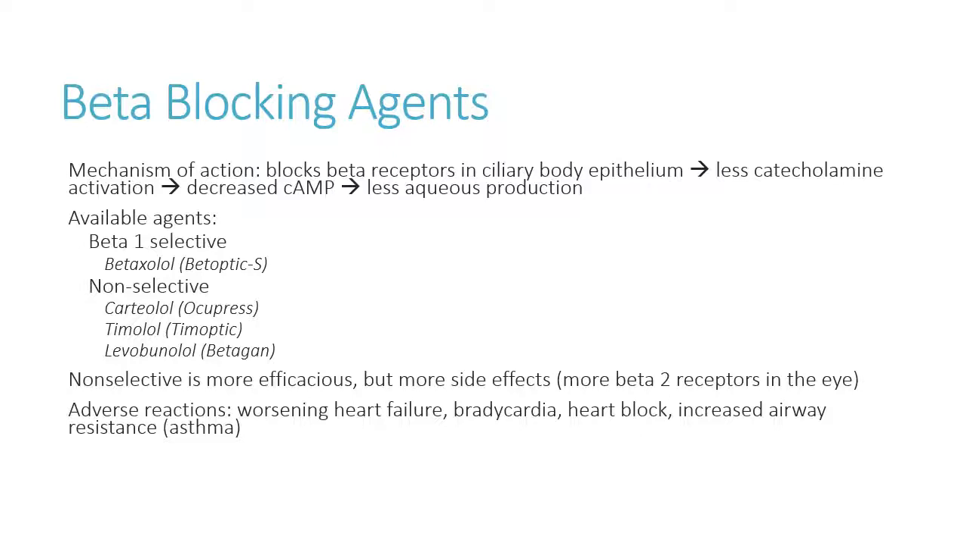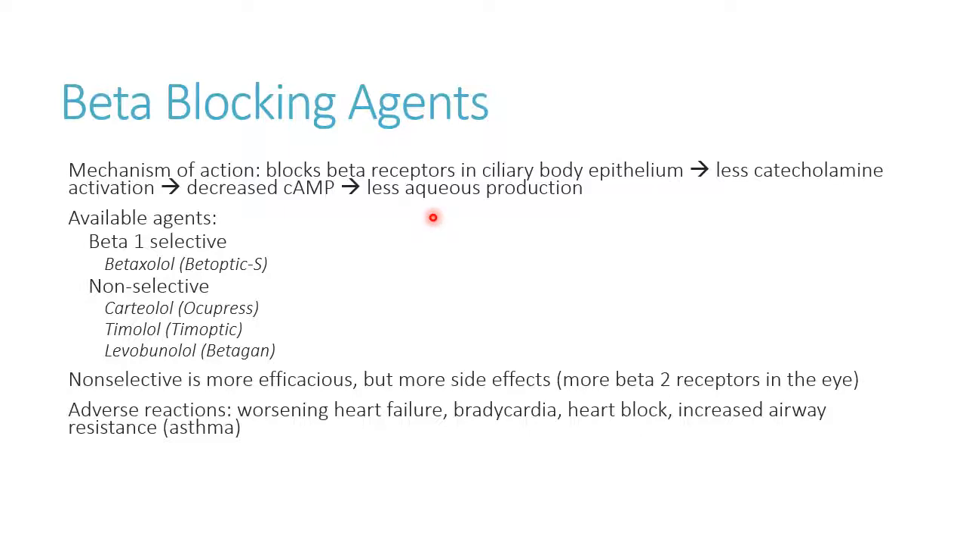Now, it's thought the reason why these actually work for glaucoma is that by blocking the beta receptors here in the ciliary body, you're going to have less catecholamine activation, right? So less epinephrine, norepinephrine can activate those receptors because they're blocked now. You're going to see less cyclic AMP actually being produced within those cells, and then that should cause less aqueous humor production to occur here, okay?